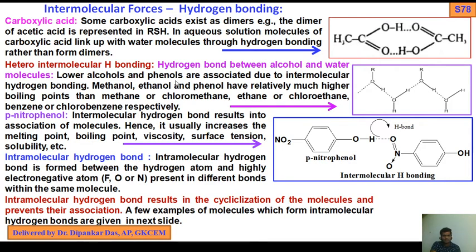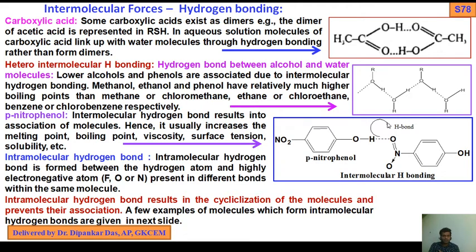Lower alcohols and phenols are associated due to intermolecular hydrogen bonding. Methanol, ethanol and phenol have a relatively much higher boiling point than methane and chloromethane, ethane or chloroethane, or benzene or chlorobenzene. This is ROH, where R means an alkyl group or aryl group. If methyl or C2H5, it is methyl alcohol or ethyl alcohol; if it is a benzene (phenyl) ring, then it is phenol.